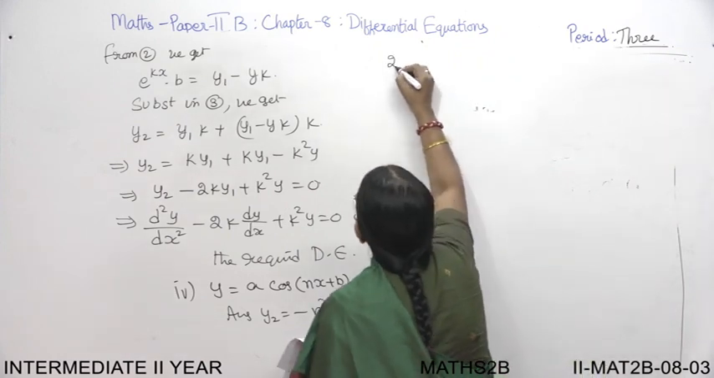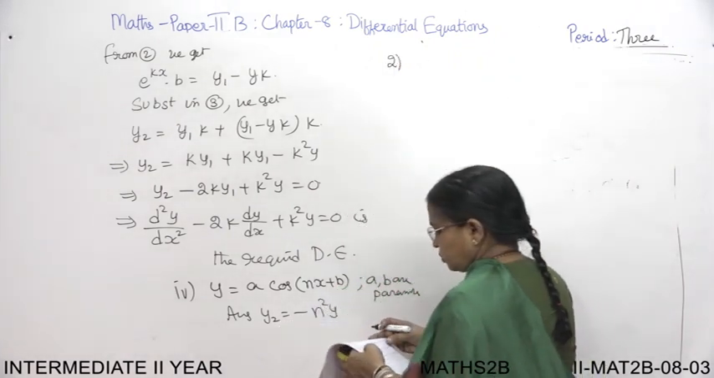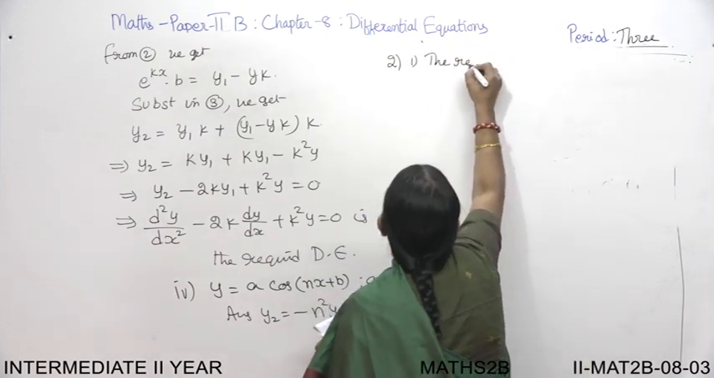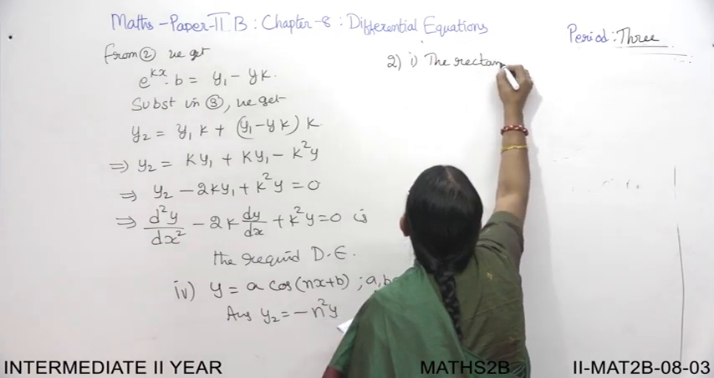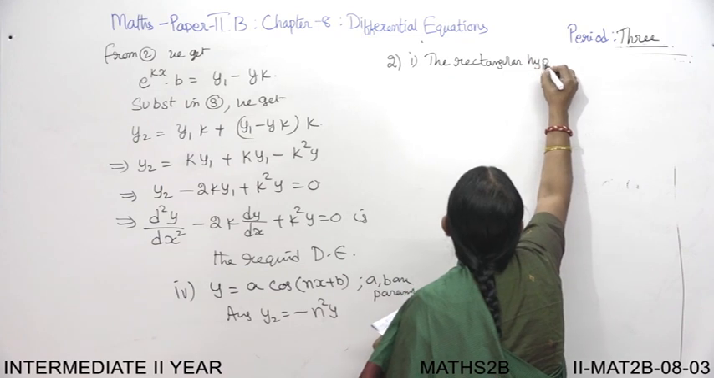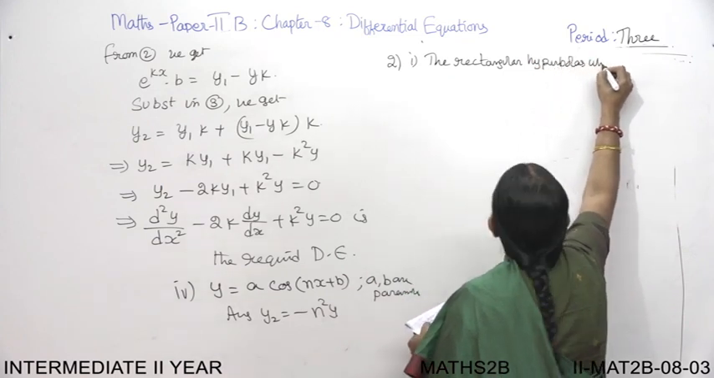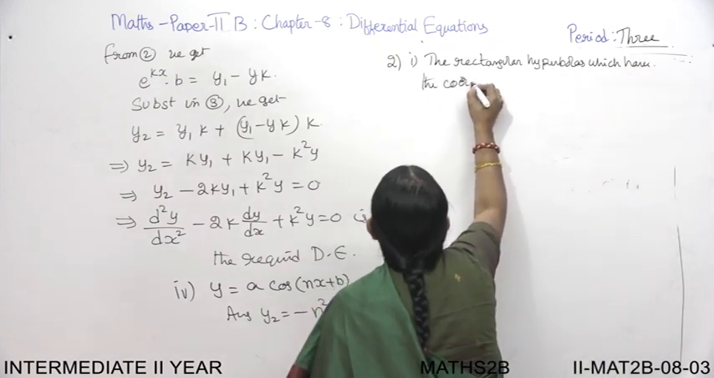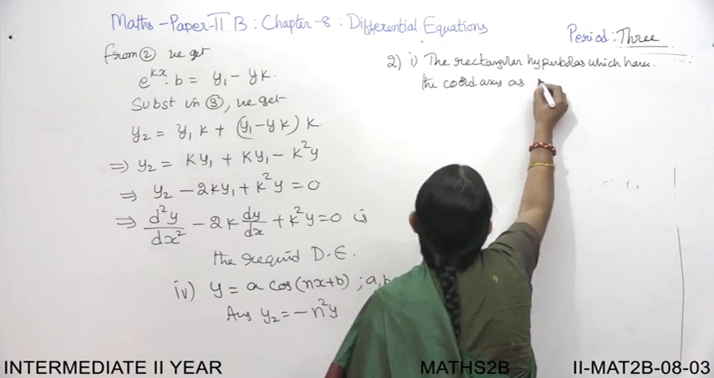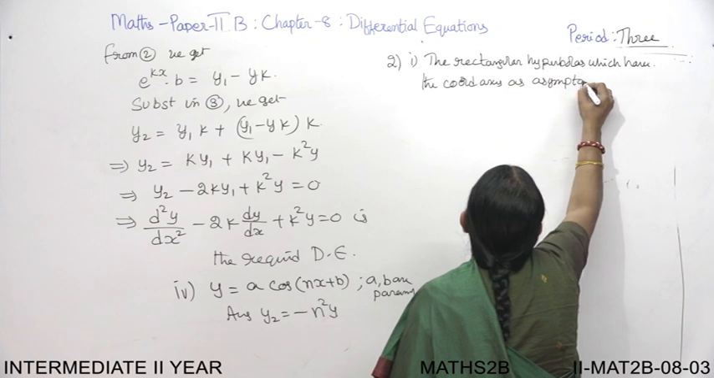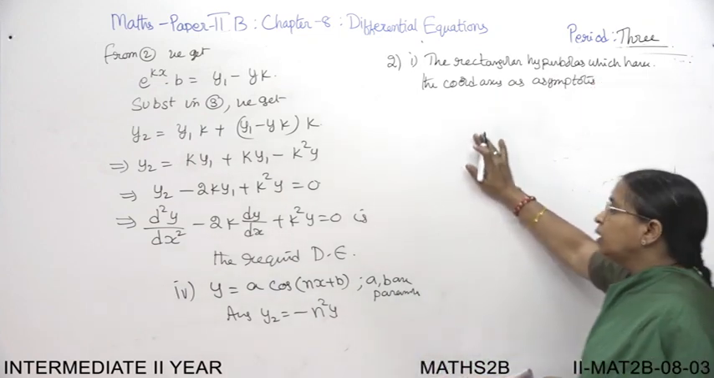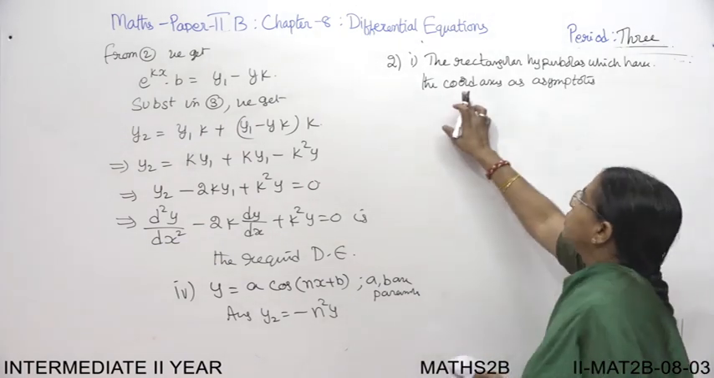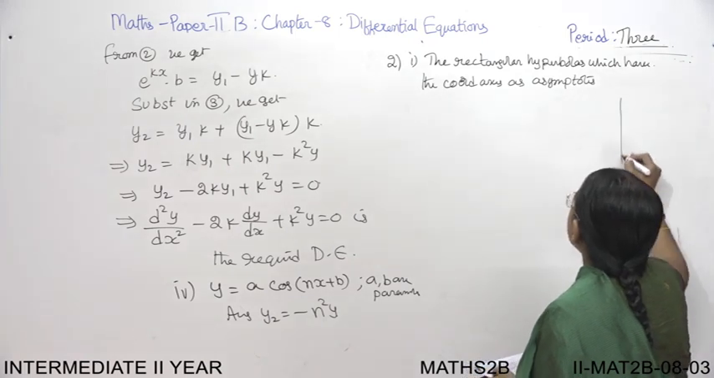Second problem. Obtain the differential equation which corresponds to each of the following family of curves. First one is the rectangular hyperbolas. In this first bit, the rectangular hyperbolas which have the coordinate axis as asymptotes. This equation you are not familiar with and you are not going to learn it in the hyperbola chapter. So you just remember the rectangular hyperbola which has the coordinate axis as asymptotes.